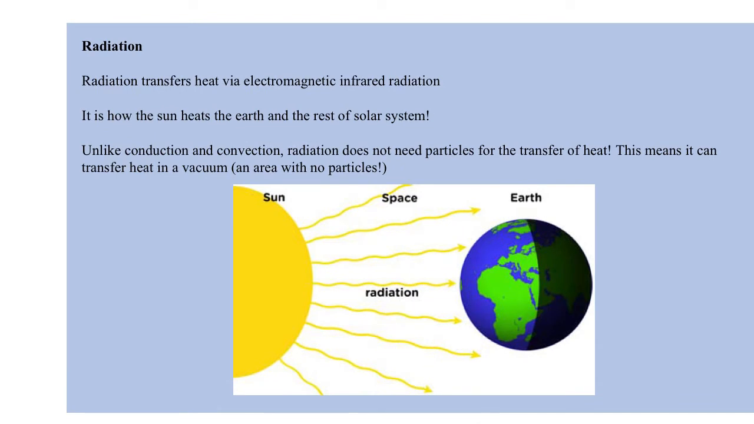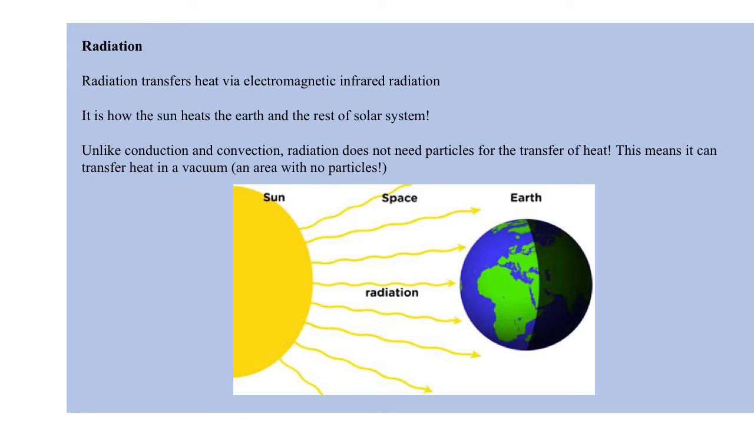So first thing, radiation transfers heat via electromagnetic infrared radiation. Now you might be thinking this isn't important. It is so important because it's how the sun heats the earth and the rest of the solar system, okay? And how stars in general, every solar system is heated via radiation. So I know you've been doing space with Miss Shearman, and that's how heat is radiated.